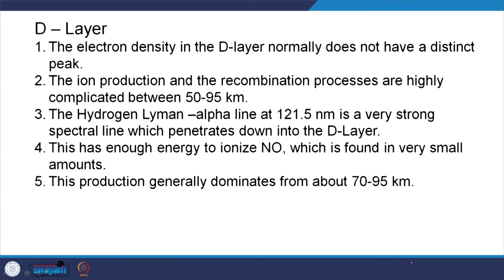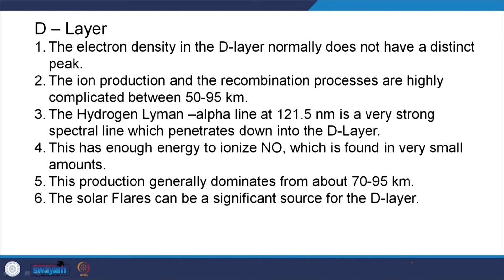So, the production is generally dominant not in the 50 to 95, it is very much strong in 70 to 95 kilometers. And also the solar flares could be a significant source of the D layer. I mean, during the solar flares or during the solar active periods, the D layer strength could be proportionate to the amount of solar flare activity.